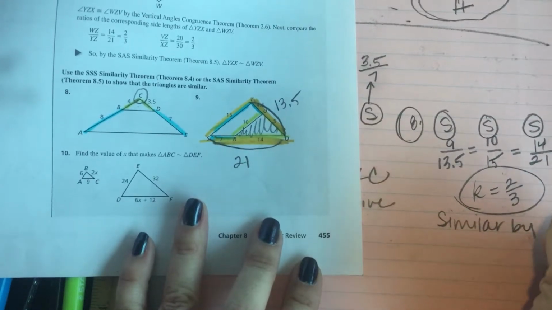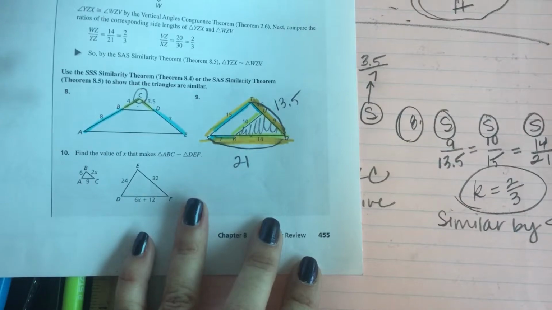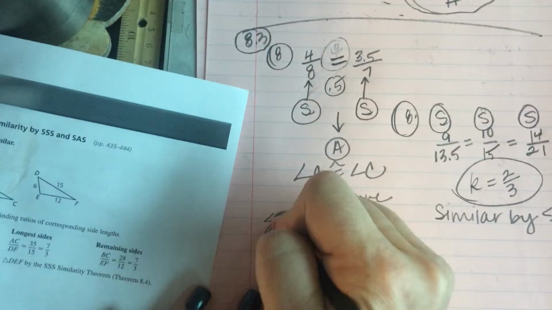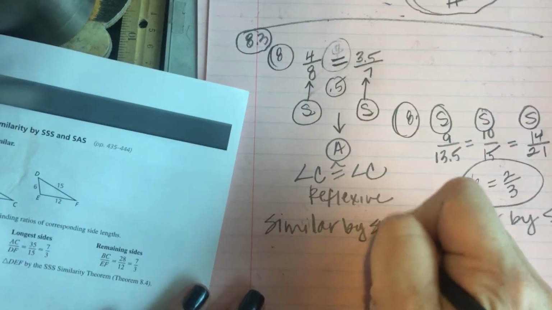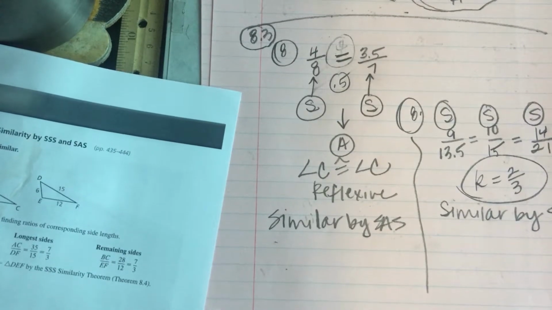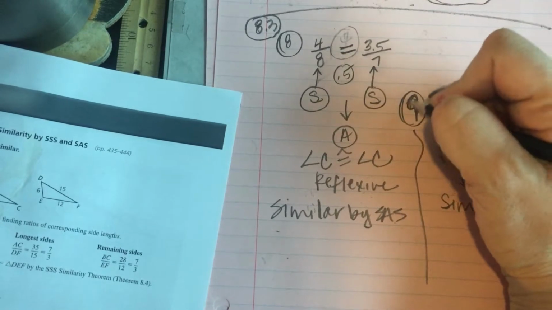Ooh, did I have to write a statement of similarity? I did not. Just talk about how they're similar. And this one I should have said similar by SAS. And then I'll come back to specific questions in each class. This is number 9. Why did I do 2 8s? That's number 9.